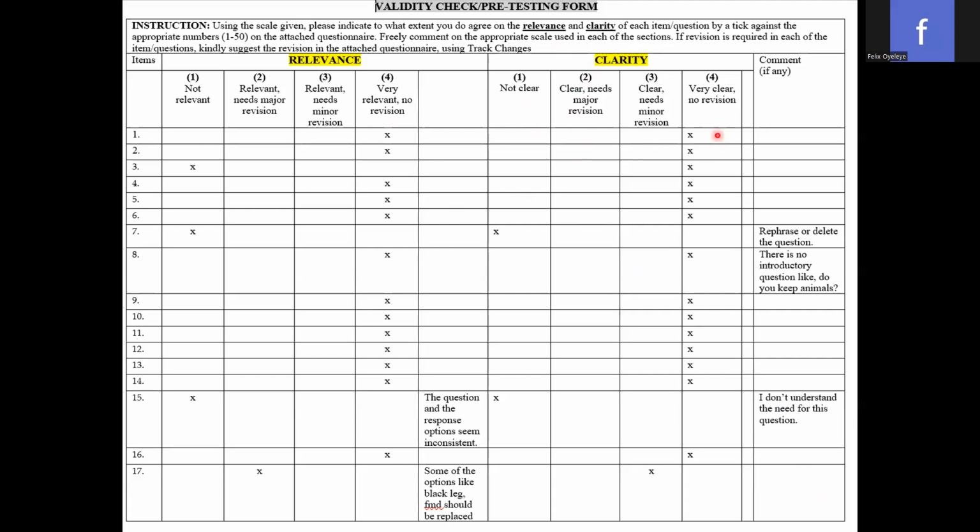So this is a copy of the testing form. And you can see this is a sample where somebody decided to score a particular questionnaire. And you can see the individual wrote here, rephrase or delete the question. That's item number 7. These are the different items in the questionnaire. You number your questionnaire accordingly so that you can easily be accessed using the test form. So you have number 1, number 2, just like that.